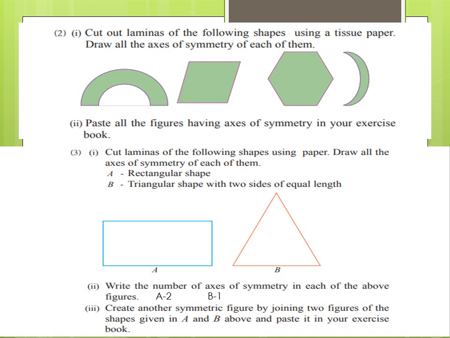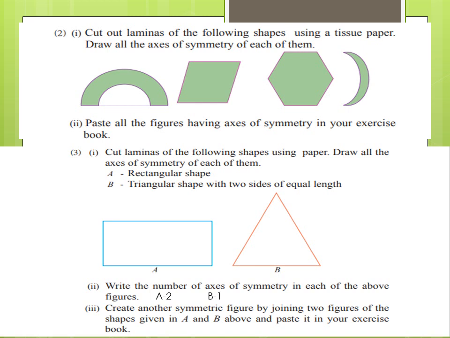So in the first one, the half circle, you can see one axis of symmetry, and in the rhombus you can see only one axis of symmetry. In the hexagon, yeah, I think it's a hexagon, you can see six axes of symmetry, and in the half moon you can see just one axis of symmetry. These are the axes of symmetry. And the second one, paste all the figures having axes of symmetry in your exercise book. So guys, you should paste this in your exercise book.